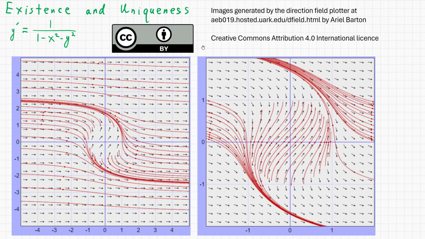These are numerically generated solution curves for this differential equation here. Y prime was 1 over 1 minus x squared minus y squared. So right, this one had problems when 1 equals x squared plus y squared. That was a circle around the origin. So I tried to give as much real estate here to the images.